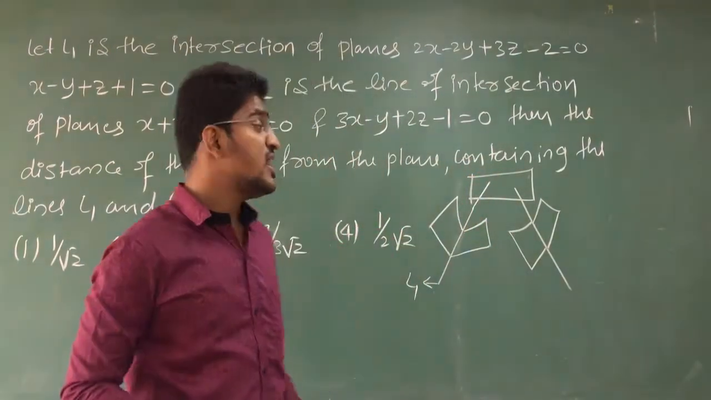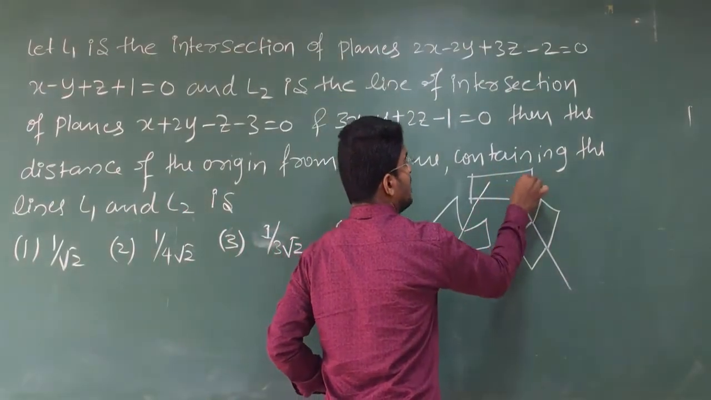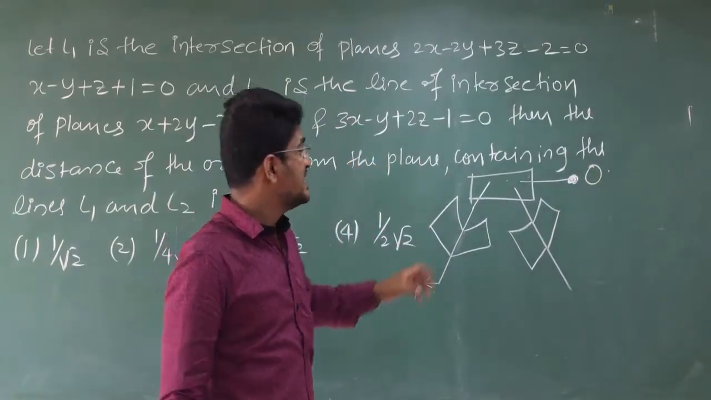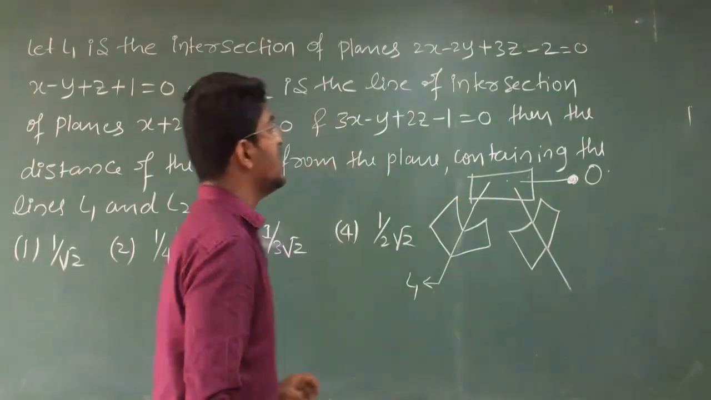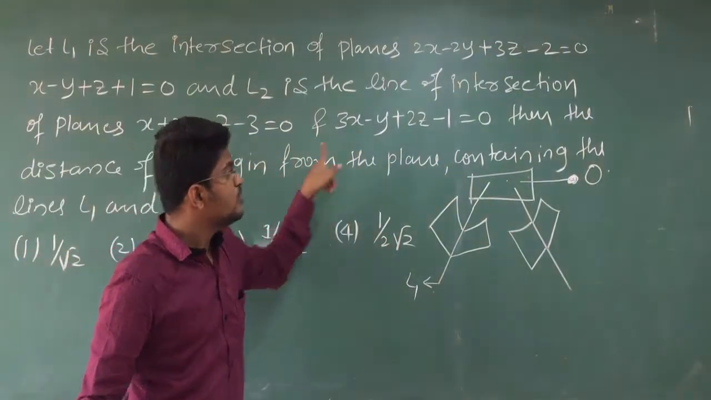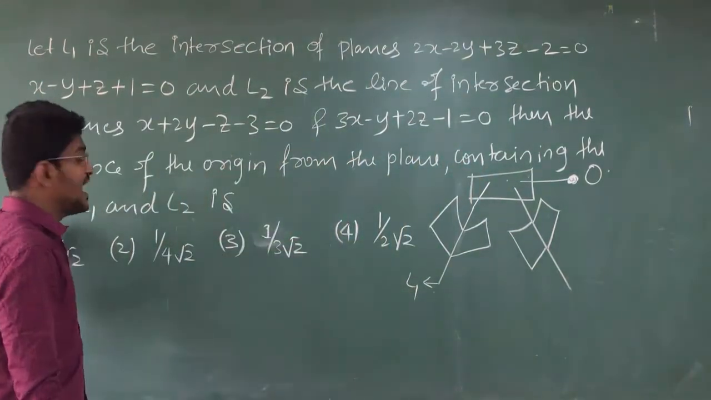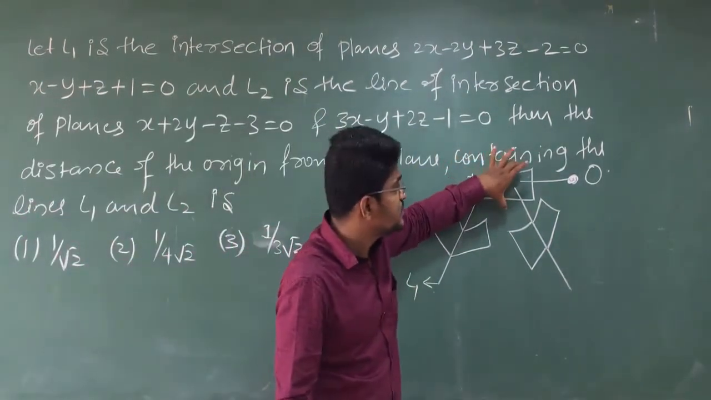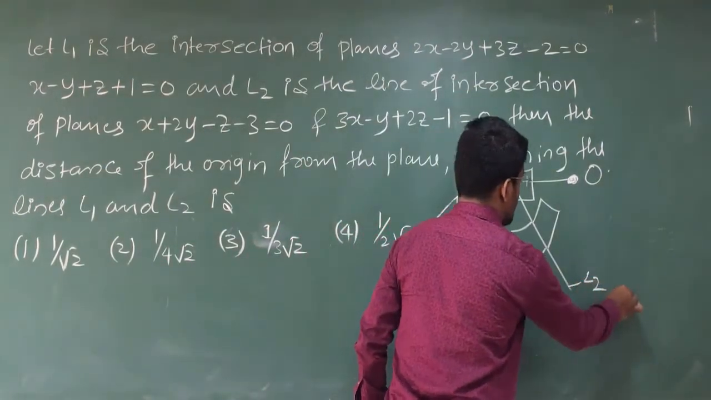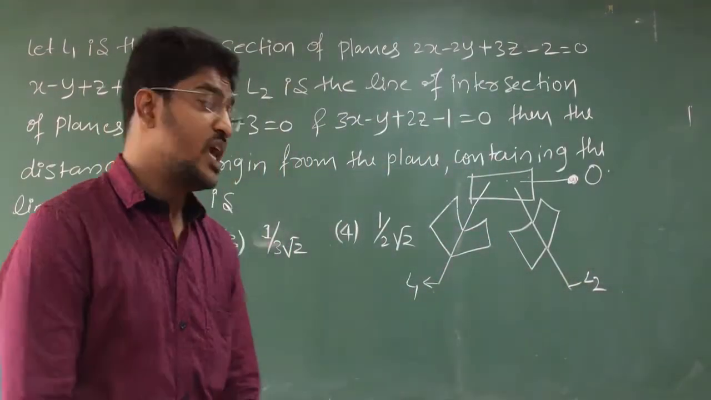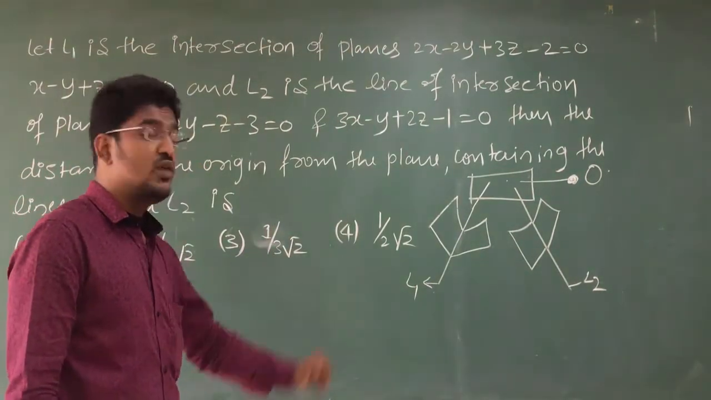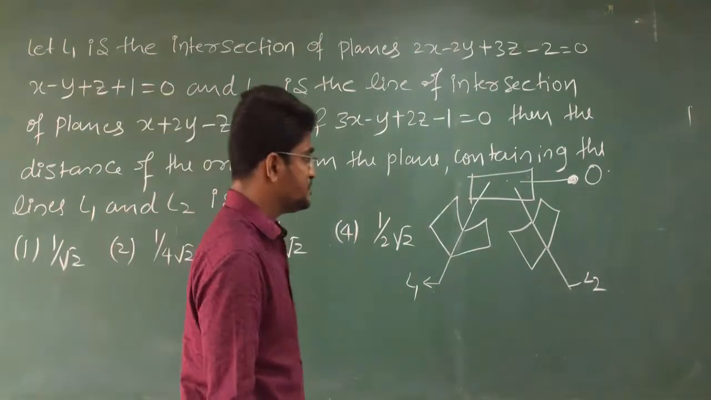Clear? So what they are asking is, what is the distance of this plane from the origin? See here. The distance of the origin from the plane containing the lines L1 and L2. That means the distance of the plane containing these two lines L1 and L2 from the origin. They are asking. Clear, students? So I think you have understood the problem. Now let us move to solving for the distance of that plane from the origin.